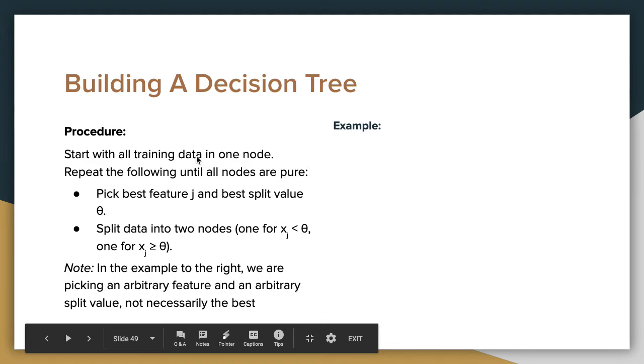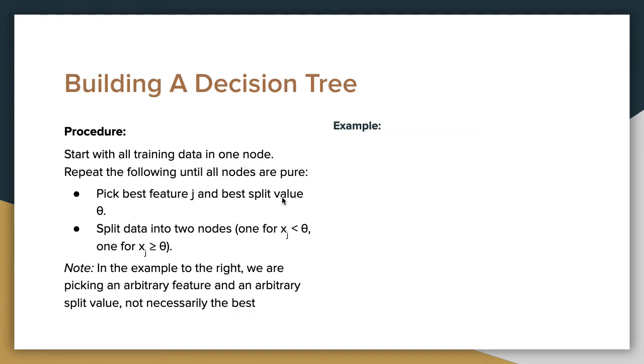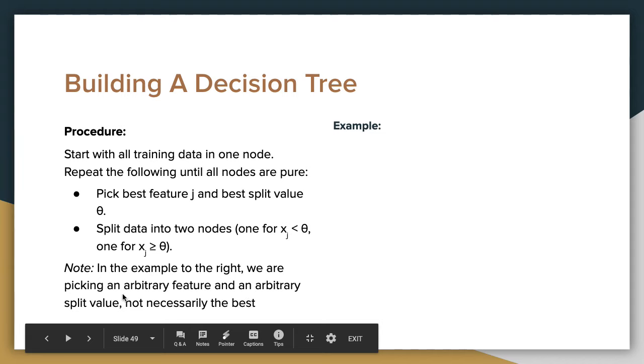We start with all the training data in one node, and then we keep splitting those nodes until we've correctly classified all of our data. We choose a split value every time we split our data, and that splits our data from one node to two nodes for every single node that we have, until all of the data is classified correctly. I was going to do an example, but we don't have time for that.